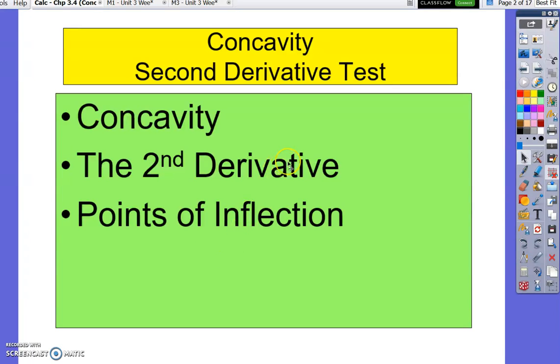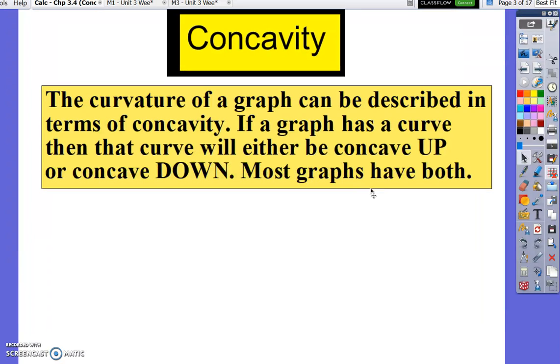So this is 3.4, and we're going to be discussing concavity, the second derivative test, and we're going to learn what points of inflection are. This second derivative test is tomorrow, so we won't be discussing that much today, but we will need to use the second derivative. So concavity is the curvature of a graph, and it can be described in terms.